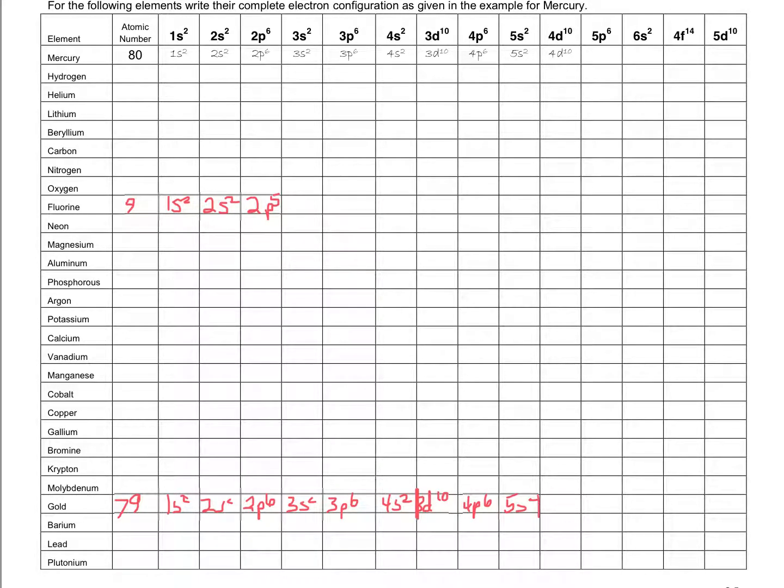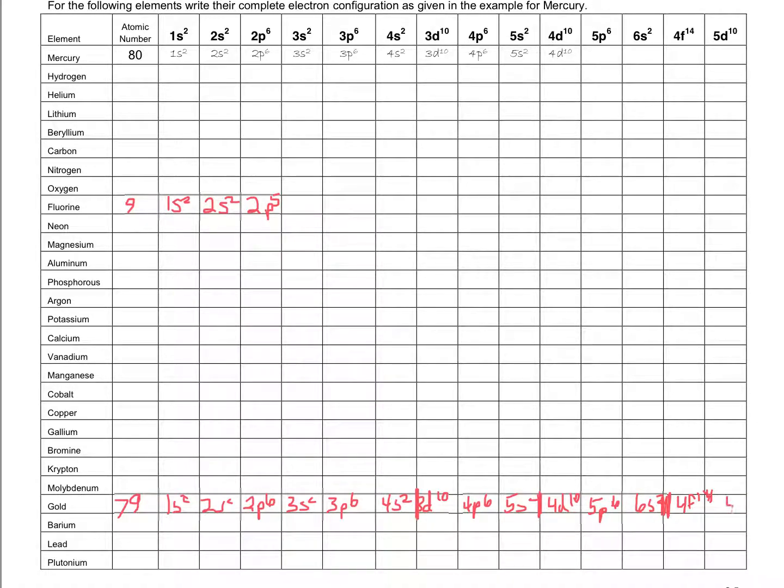d jumps again, 4d10, back up, 5p6, 6s2, and now we're at 6s2. This one makes a very big jump. We have to jump down into the f block. We go to 4f and all the way through, all 14 blocks, 4f14.